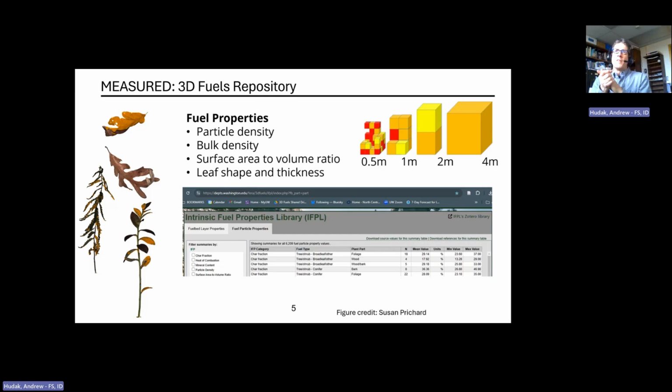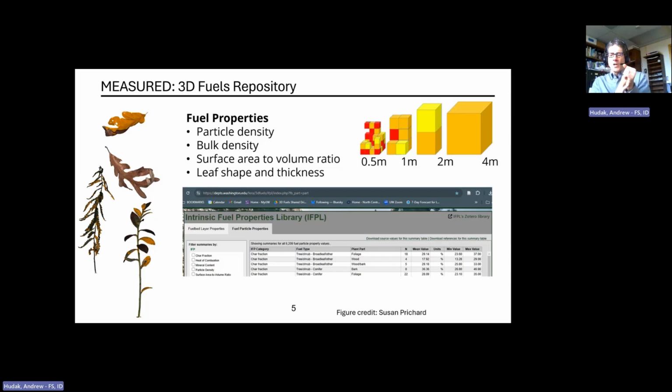So they're working on a library of intrinsic fuel properties here. This is an older one that has a website already. The other one, which is called the 3D Fuels Repository, is just about ready to go live, and it'll have some of these other physical fuel properties.